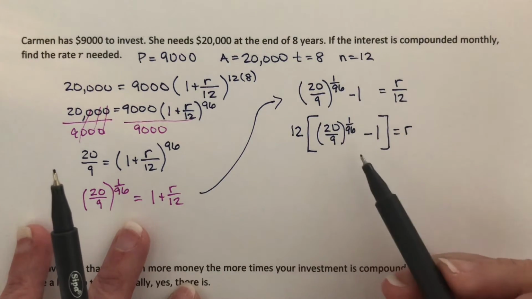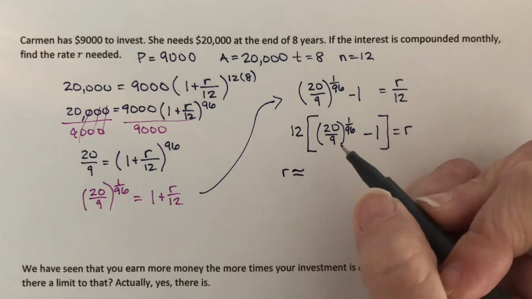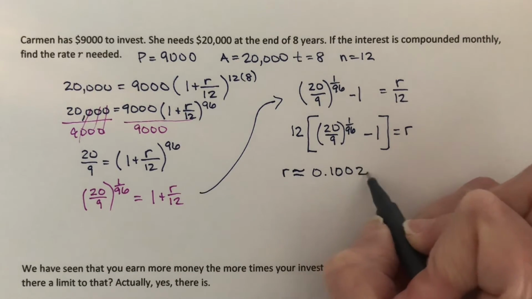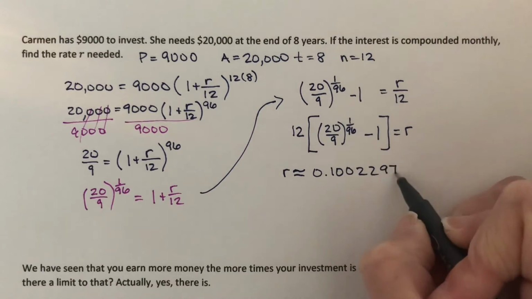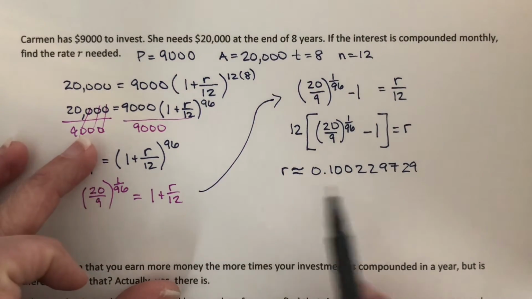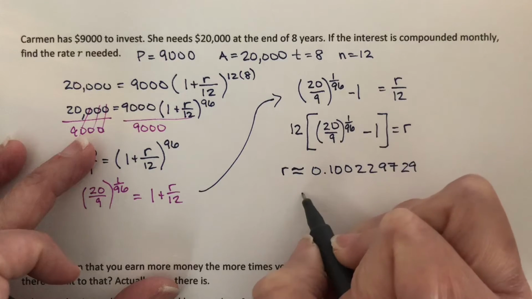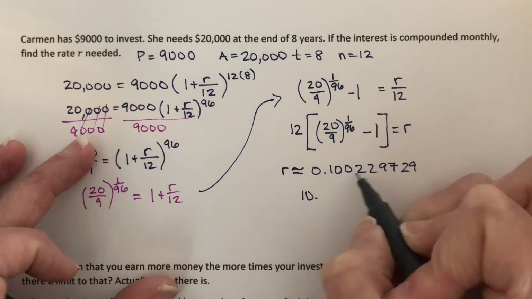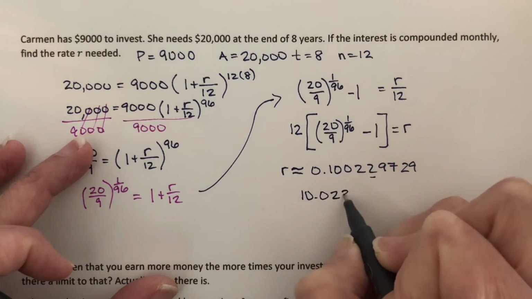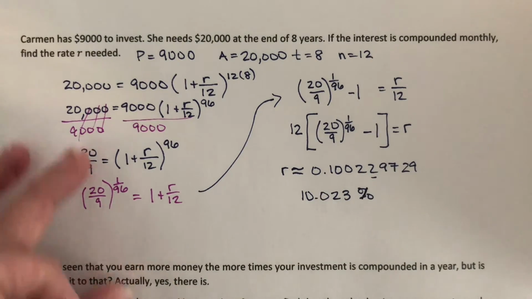Now that we've done all of the algebra, we need to plug this into our calculators and get an approximation. R is approximately equal to 0.100229729. And they've asked for the rate as a percentage rounded to 3 decimal places. So if I multiply this by 100, I get 10 point, and then I'll have 3 decimal places after, so I need to round here, which means that becomes a 3. So 10.023%. That's the interest rate she needs to make that happen.